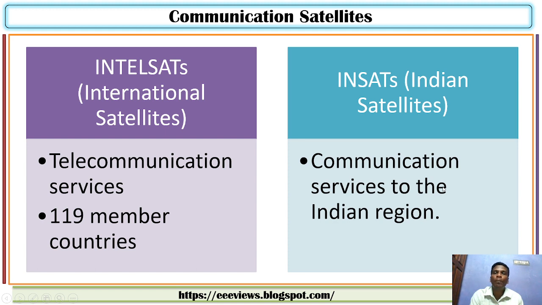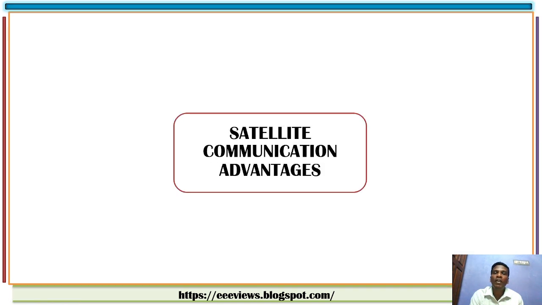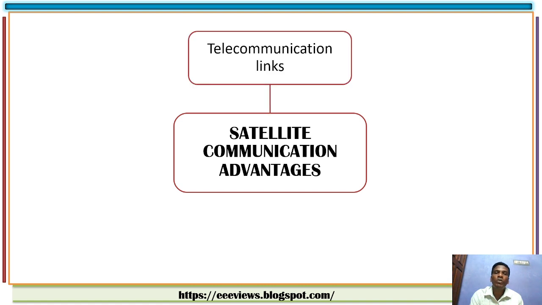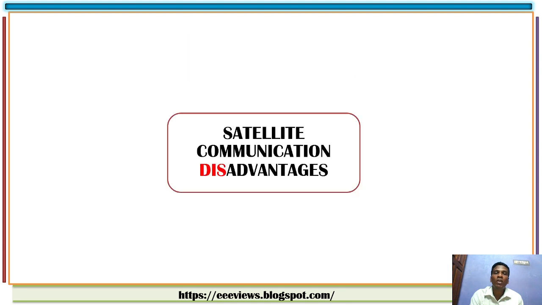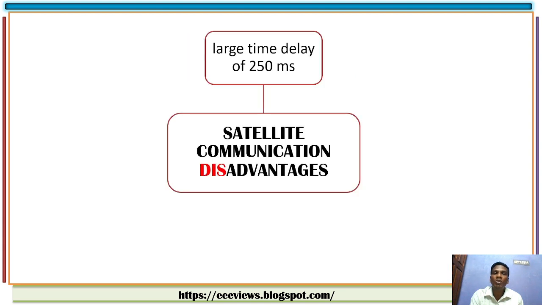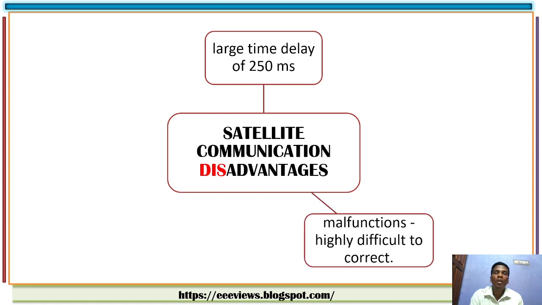This is an example. If you see the advantages of satellites, they are used for telecommunications, meteorology, and global positioning systems. For that purpose we use them. The disadvantages are that there will be a time delay, because we are transmitting over a long distance from the earth to the satellite and then receiving. If there are any malfunctions, they are difficult to correct. Then the initial cost is high. That is the main disadvantage.